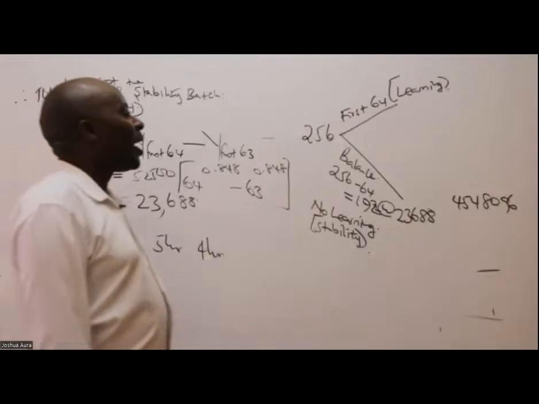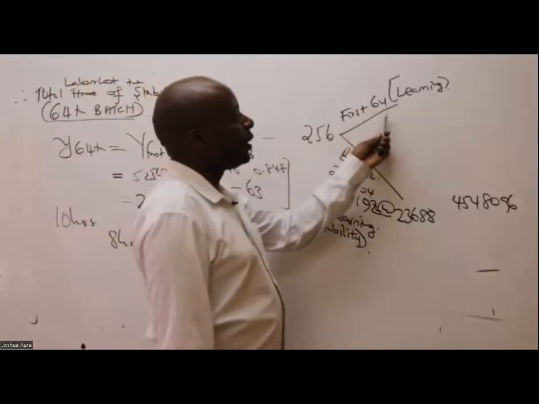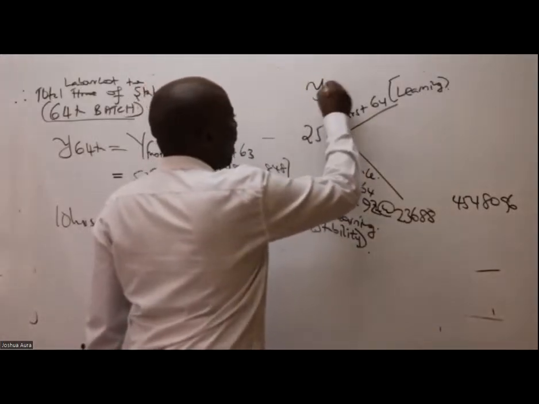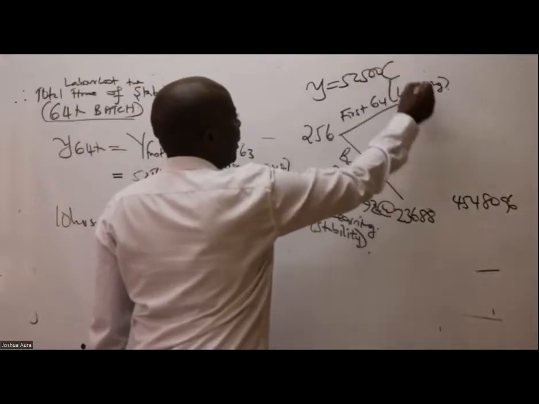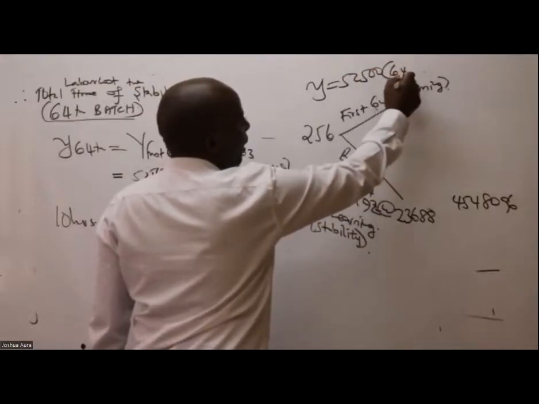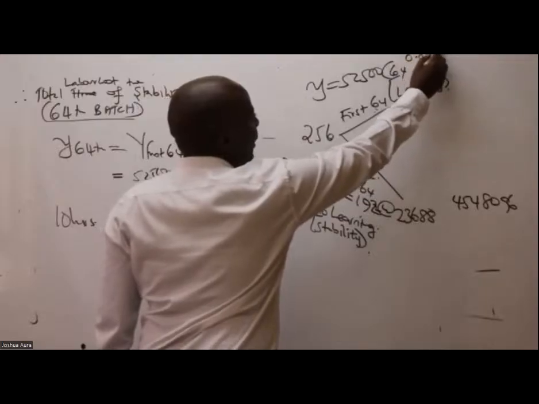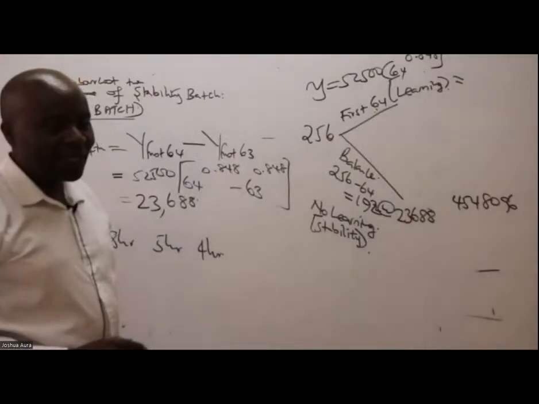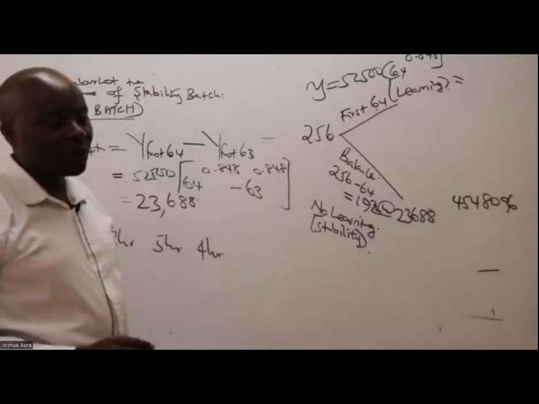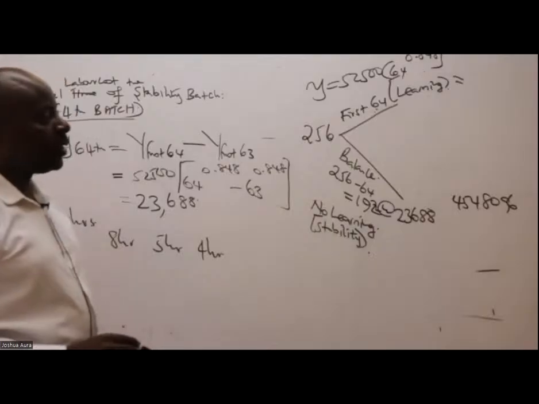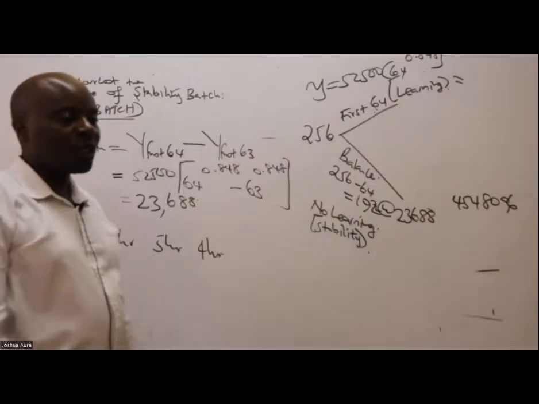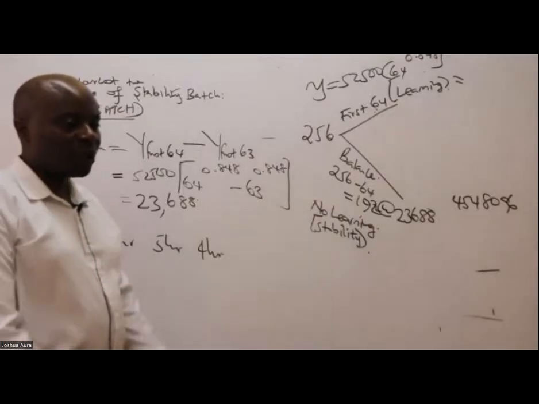Then, ladies and gentlemen, how about the first 64? The first 64, there is learning. And if there is learning, it means we use this equation. Y equals 52,500 into x, which is 64 here, raised to 0.848, like that. Because now there is learning. Where there is learning, automatically we need to use the equation.